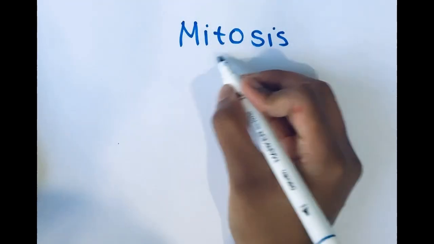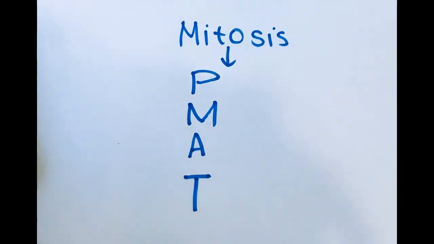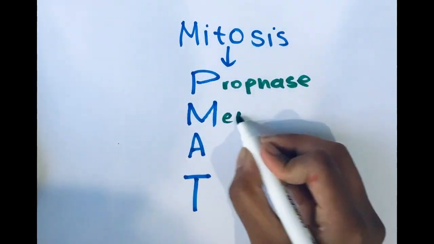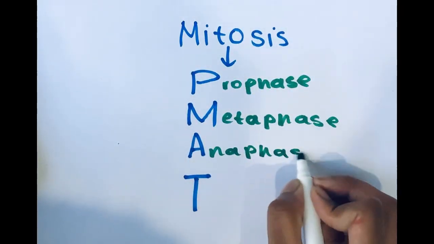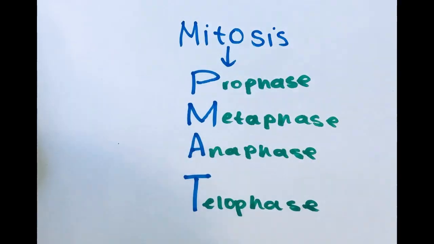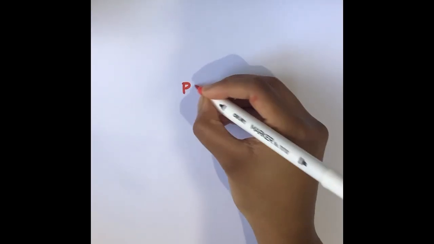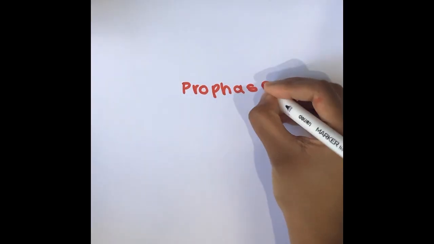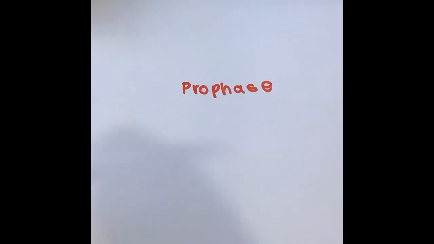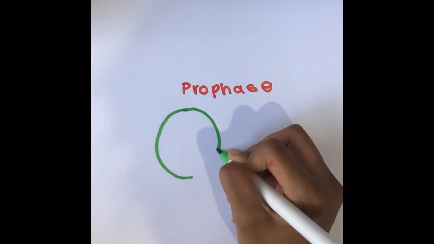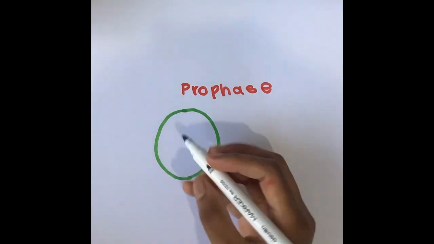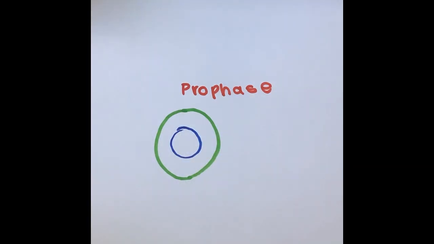There are four main phases of mitosis, and a really common way to remember this is the acronym PMAT: prophase, metaphase, anaphase, and telophase. So let's go through each one. First of all, we've got prophase. Before mitosis begins, the DNA has already replicated, so the cell now has two copies of its DNA. At this stage, the DNA is in a loose thread-like form called chromatin.